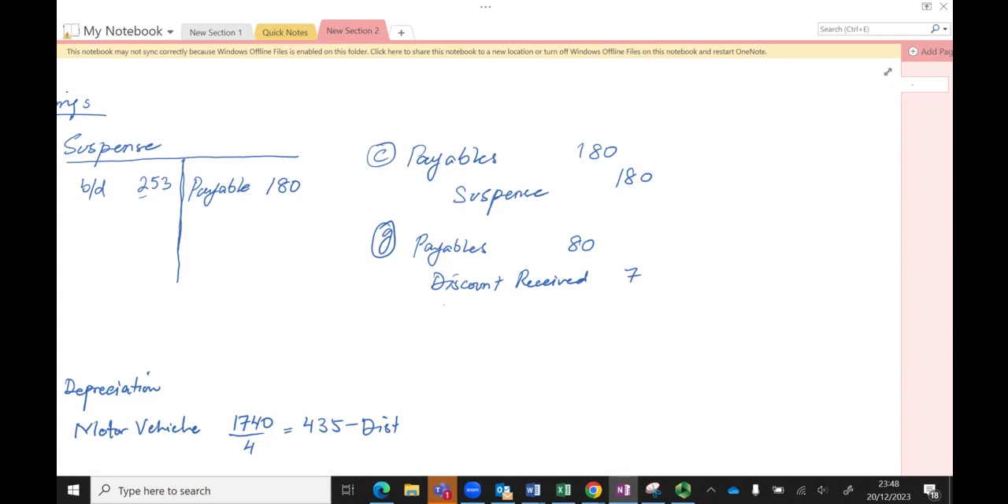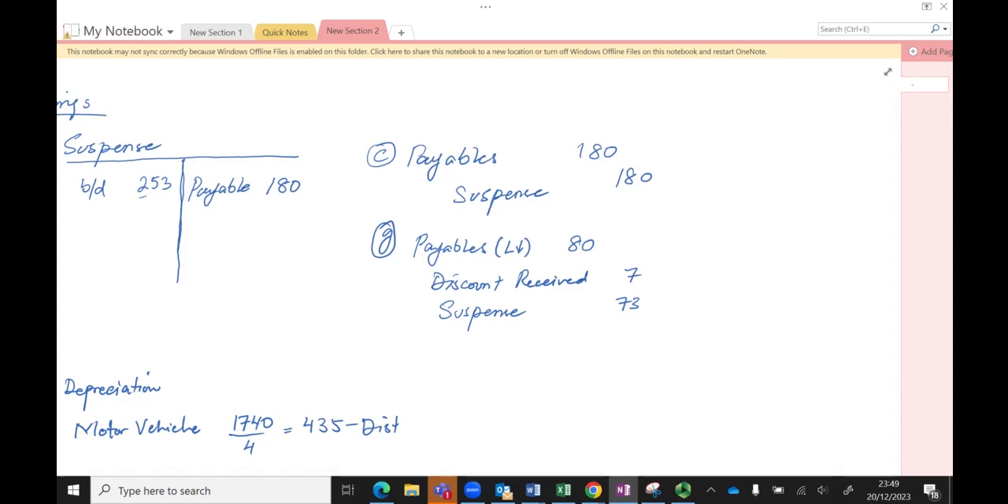We'll leave the bank or cash account as it is, and that bank or cash account will be replaced by suspense account £73. So this is a double entry. Payables debit means reduce of liability is reducing. Discount received is an income which is increasing, and suspense account will be debit.